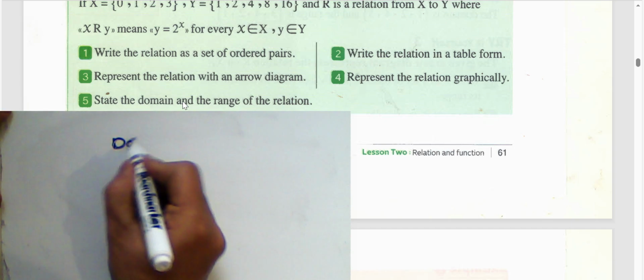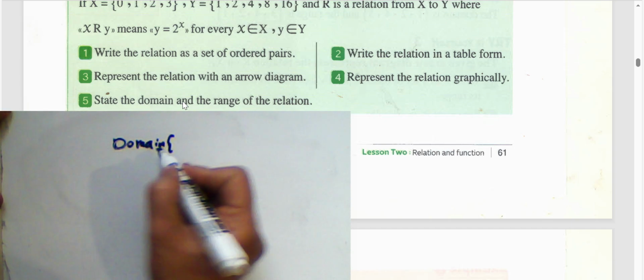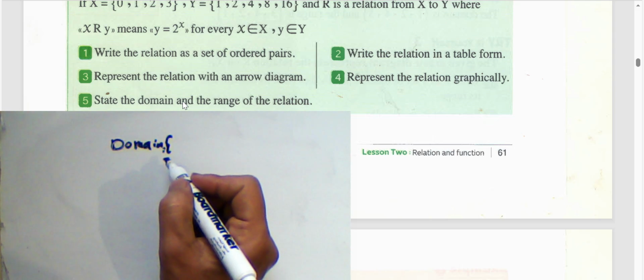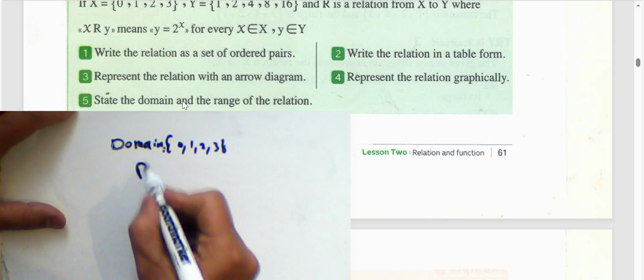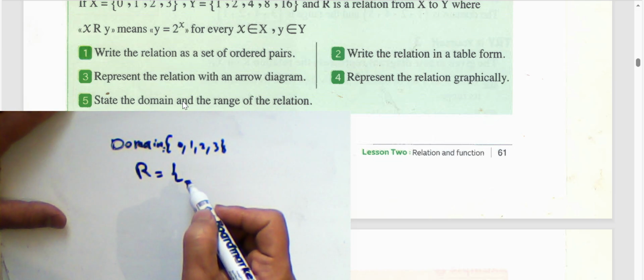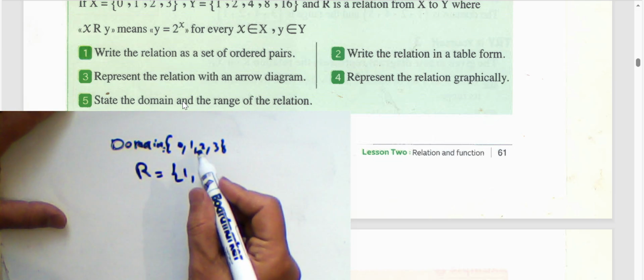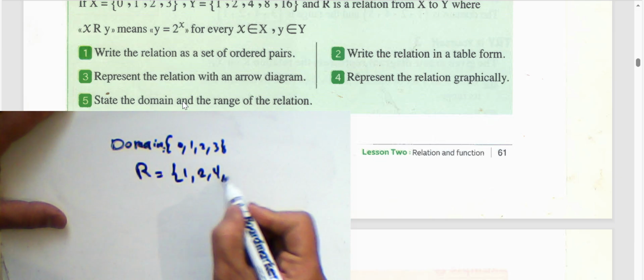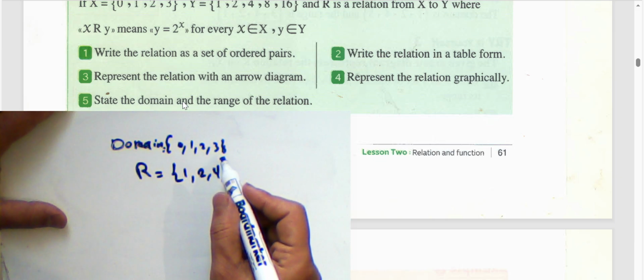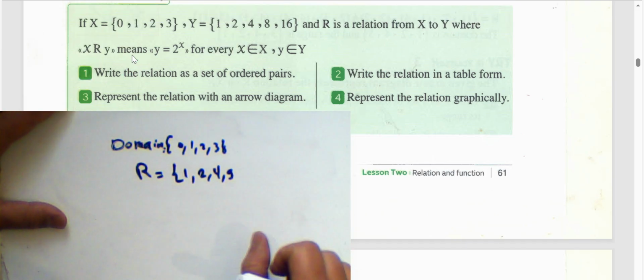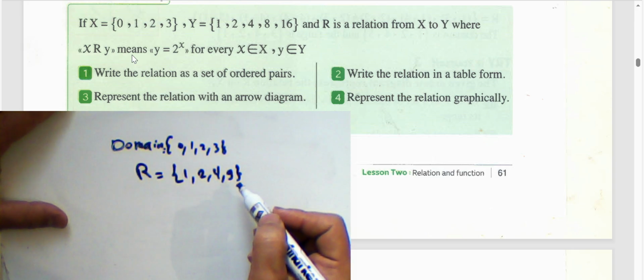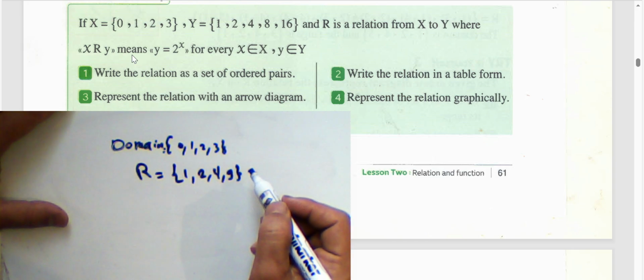State the domain and the range of the relation. Okay, we can write the domain is the first. What is the first answer? We have 0, 1, 2, and 3. And the range, we can write the range of the images: 2 power 0 is 1, 2 power 1 is 2, 2 power 2 is 4, 3 power 2 equals 9. Okay, 1, 2, 4 and 9. Understood?